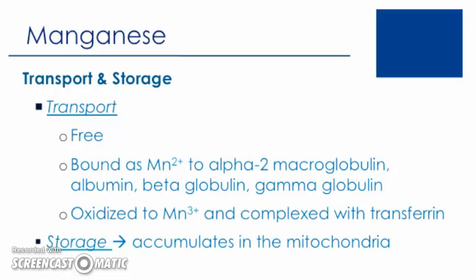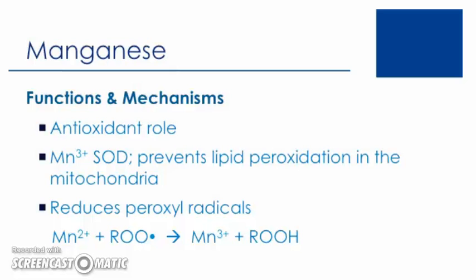We see that we have the storage of manganese in the mitochondria, and its function is going to be active primarily in the mitochondria as well. A key function of manganese is its role in an antioxidant enzyme, so it has an antioxidant capacity. It's a component of manganese superoxide dismutase, a manganese-dependent oxidoreductase metalloenzyme. We can see that it prevents lipid peroxidation in the mitochondria.